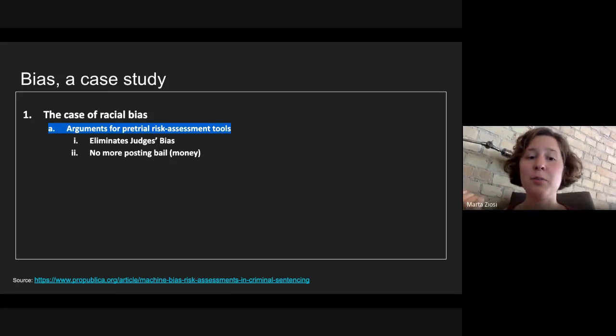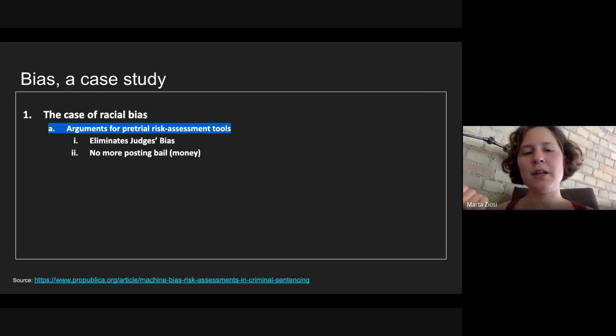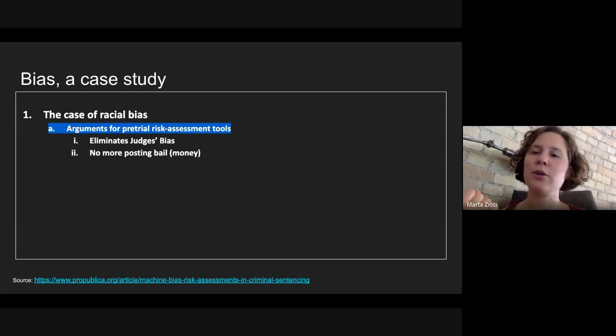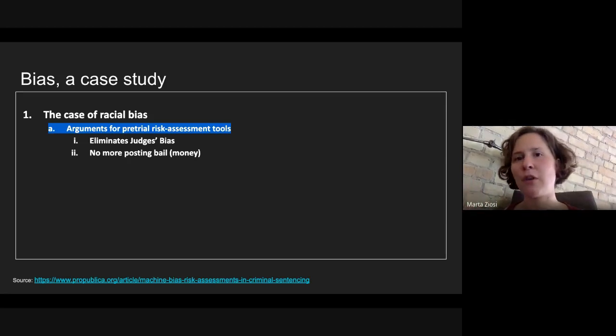Another one is posting bail, which is another common practice in the US. Whenever you're awaiting trial, you can avoid being jailed by paying something called bail. And that, of course, discriminates against people from poorer backgrounds, who will just remain in prison only because they do not have the monetary capacity for it. So this is the thought that went behind it, and people said, why don't we use an algorithm?